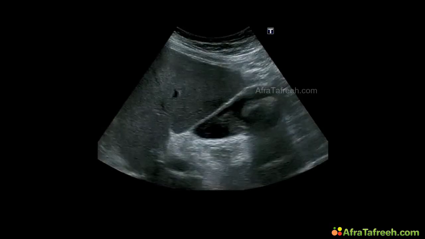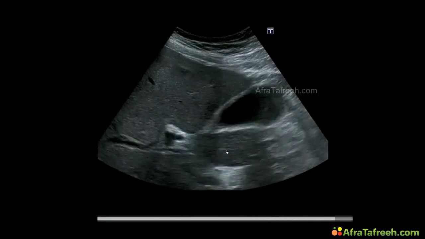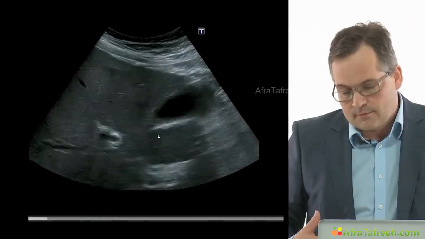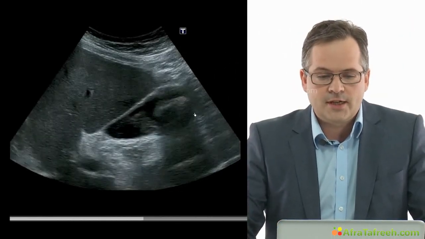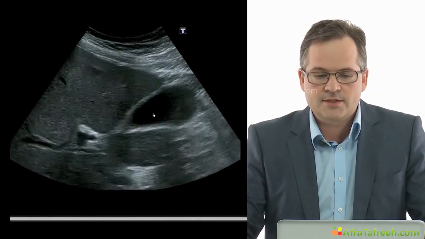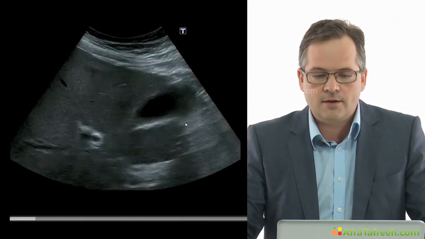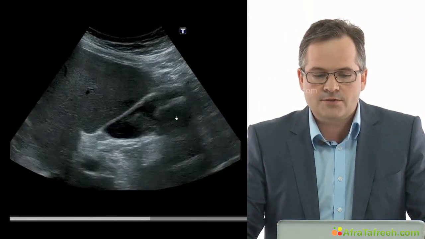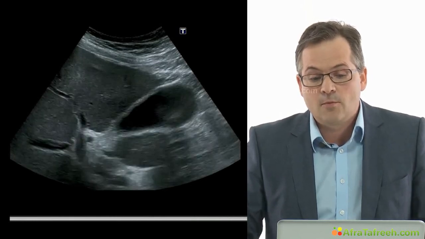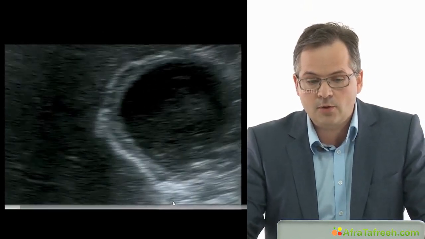Now I've got a very beautiful case for you. It was a 50-year-old teacher, I think, with pain in the right upper quadrant, and I did the scan. You can see here is the gallbladder. There is a gallstone, and we have to take a closer look at the wall of the gallbladder.